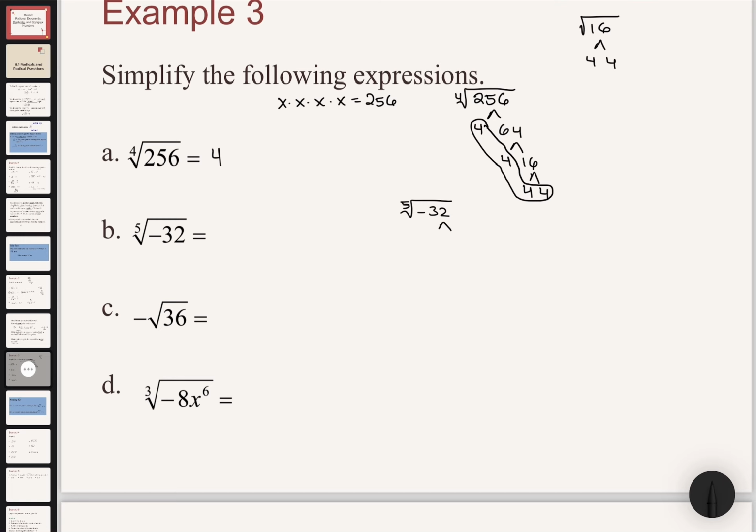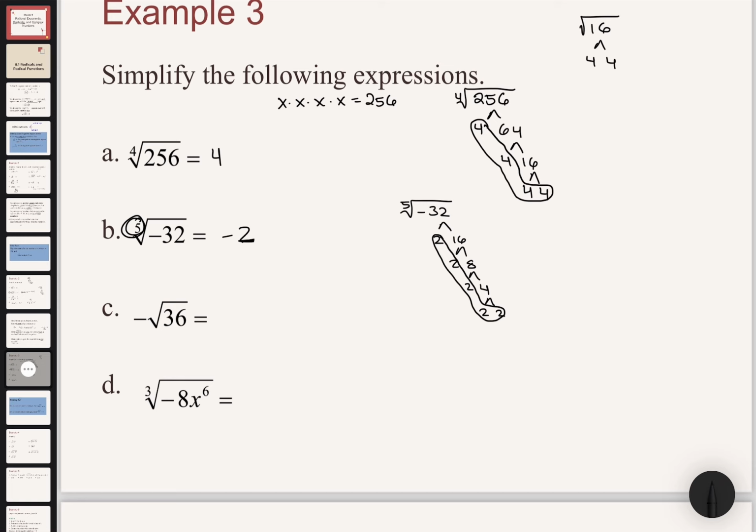All right, so 32 can be split into 2 and 16. 16 can be split into 2 and 8. 8 can be split into 2 and 4. 4 can be split into 2 and 2. Wow, I have 5 2s. So -2 must be our answer here. Whatever number is outside of your radical sign, you are looking for that number to show up that many times, and then you can pull it out from under that radical sign in a way.